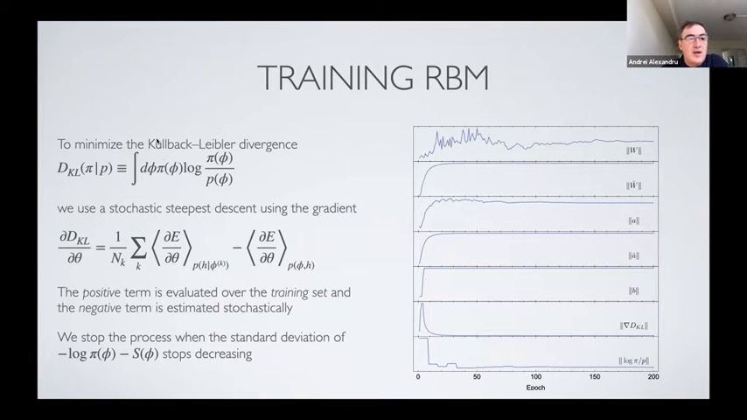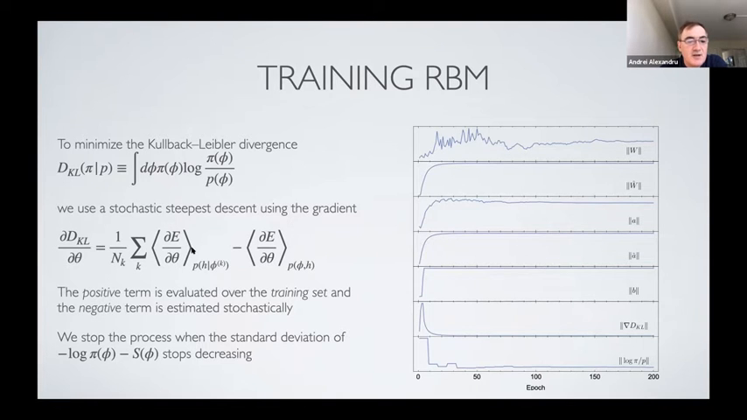So what we have to do to train the RBM, we have to minimize the Kullback-Leibler divergence. For this, we use a stochastic steepest descent method, which seems to be the method of choice for this kind of problems. When you compute the gradient of this quantity, at least with the one defined on the training set that you have, you see that you have a positive part and a negative term.